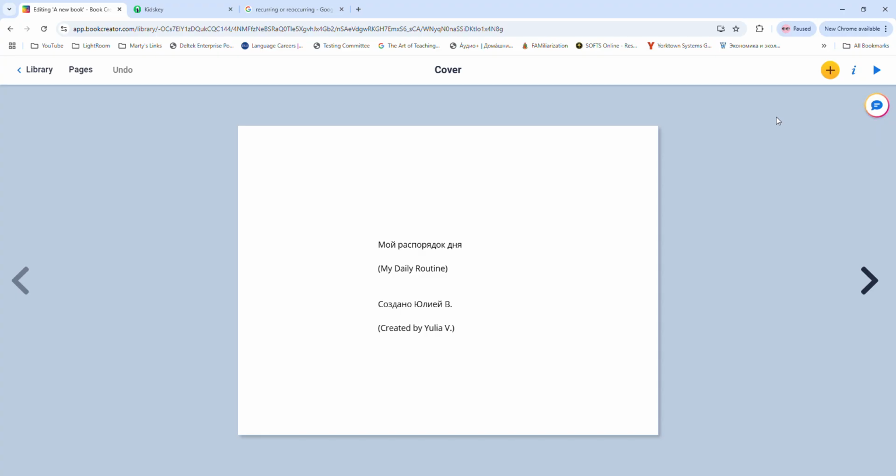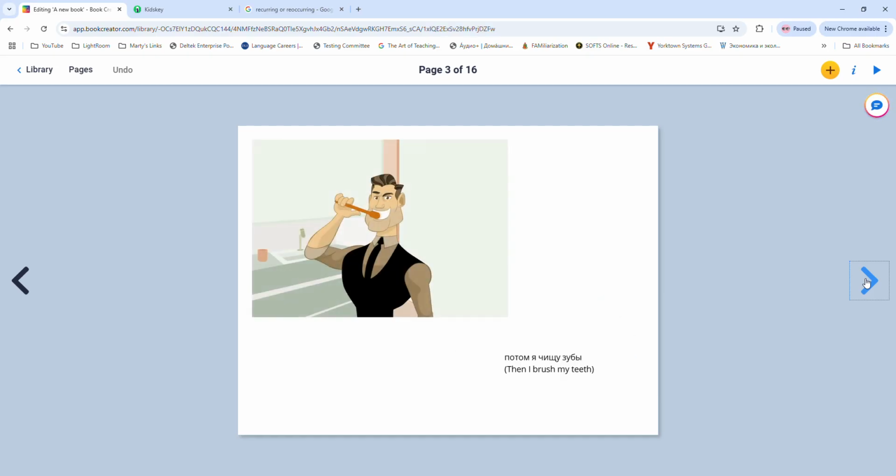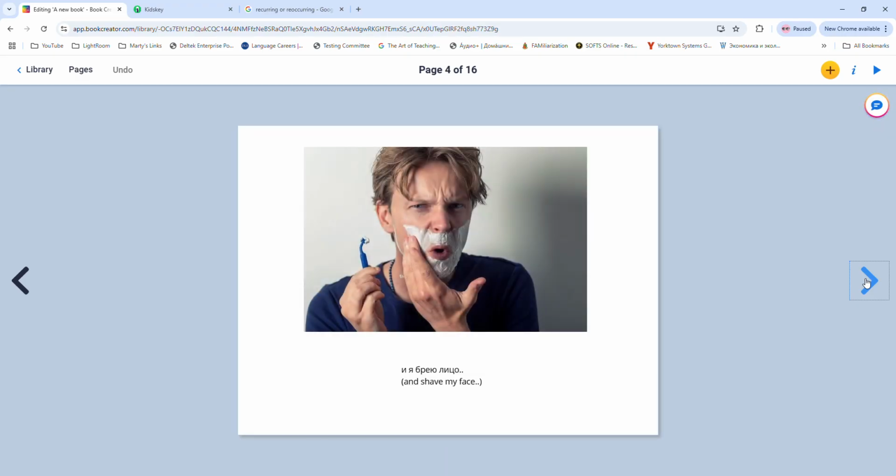So we'll start with the title, My Daily Routine, and I have both languages here. The top line would be the target language, and obviously in parentheses is English. I wake up at 5:30 a.m. every morning, and here our main focus is verbs, я просыпаюсь. Then I brush my teeth, я чищу зубы, and shave my face, я брею лицо.